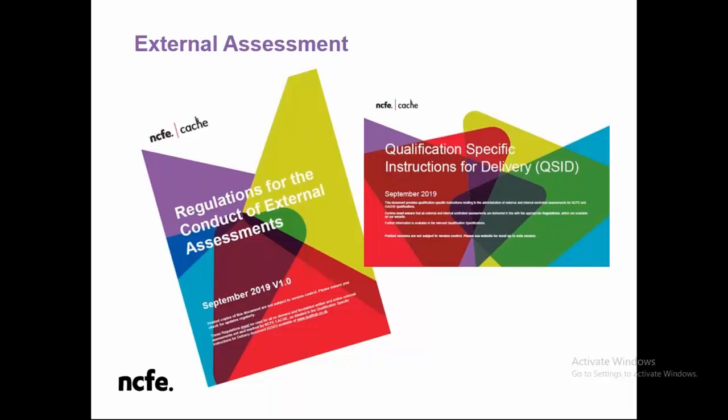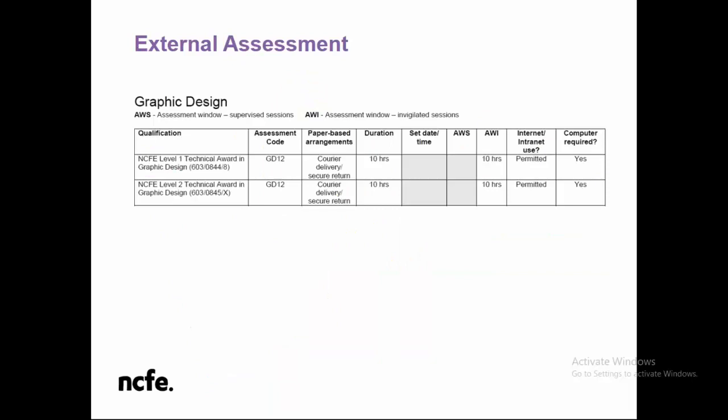The qualification-specific instructions for delivery, or QSID, provides, as the name suggests, qualification-specific information. So if we move on to the next slide, you can see the extract from the document here that refers to these technical awards in graphic design. So you can see that it shows the duration of 10 hours and AWI, which is Assessment Window Invigilated, rather than AWS, which is Assessment Window Supervised, and for which the regulations are different. You can see that intranet and internet use is permitted and that a computer is required.